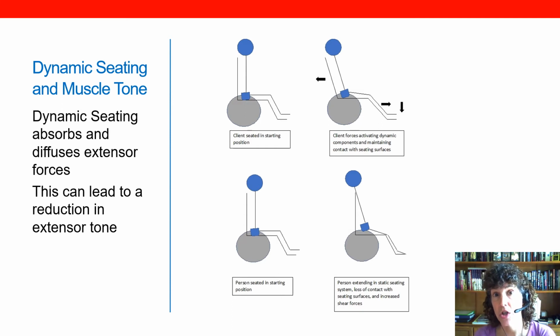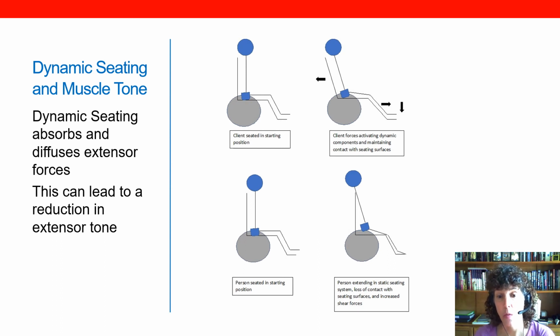Many of the clinicians that work in dynamic seating have seen these results as well in people who have increased muscle tone. So if we look at this illustration here, we'll see that on the top we have a client in a seated position within their wheelchair. Now, if that client extends at the hips, at the knees, we see this activating the dynamic components, and the client maintains contact with the seating surfaces.